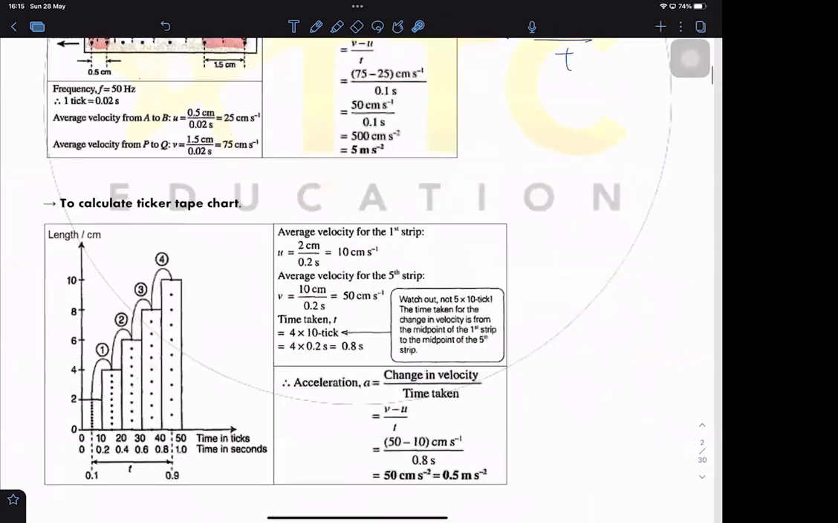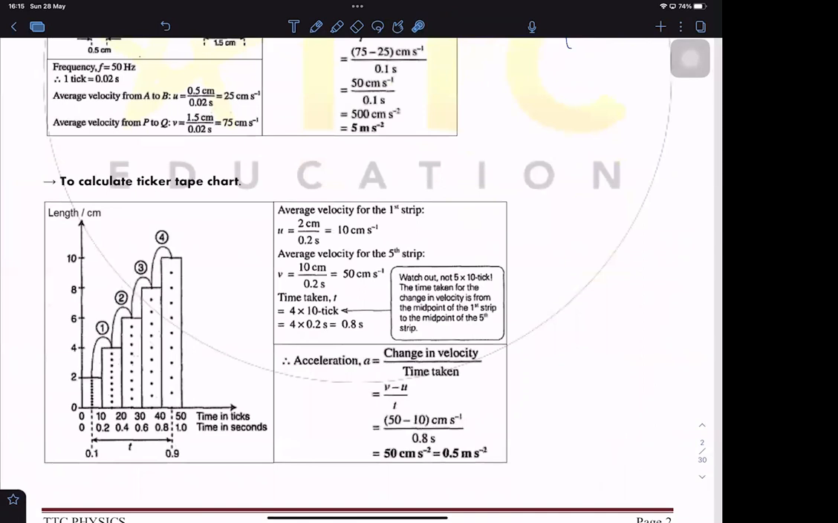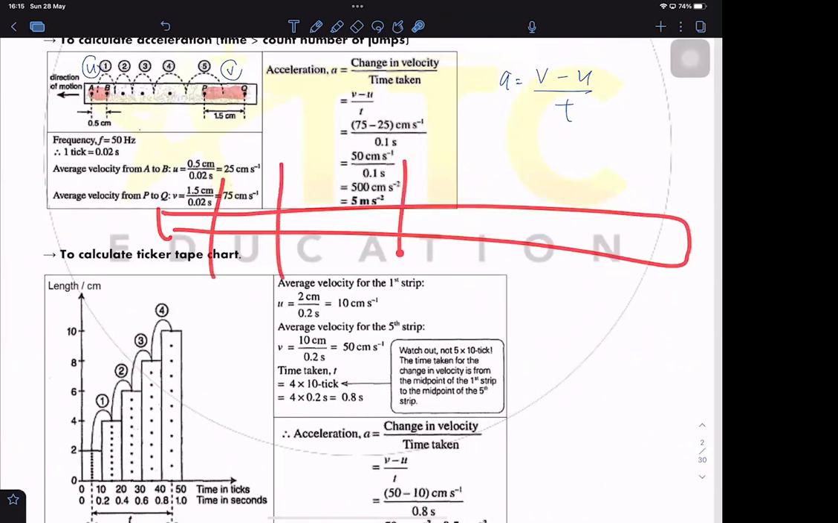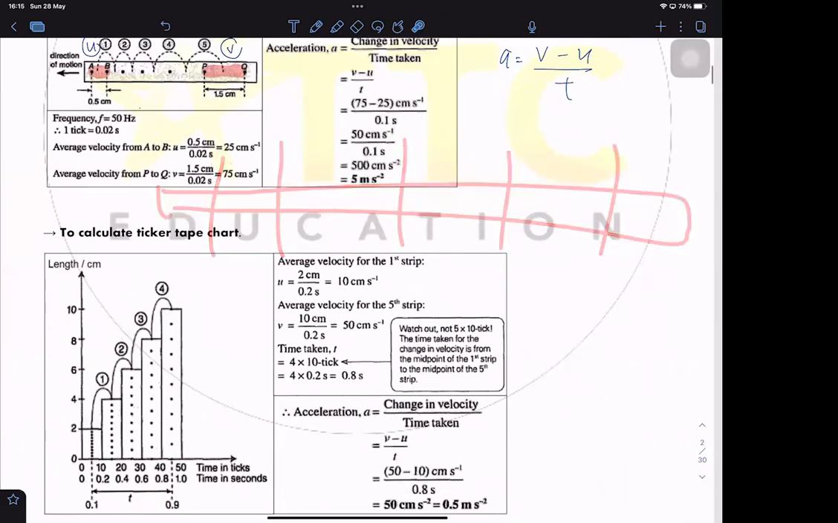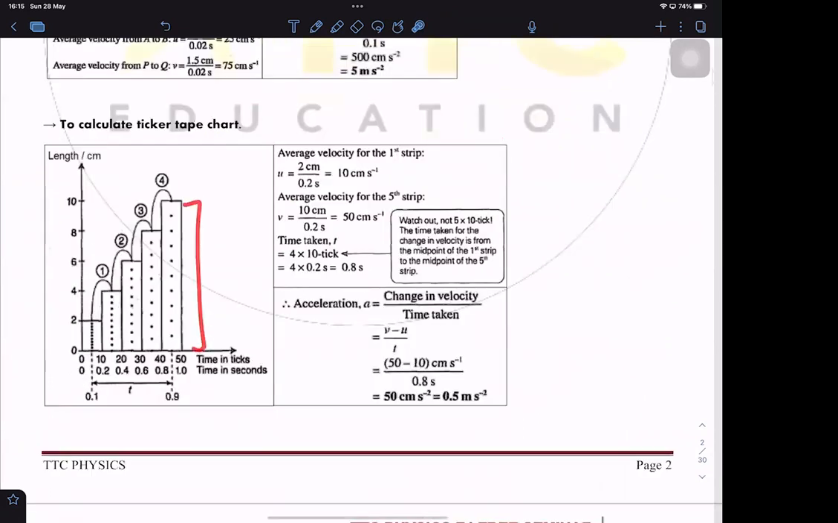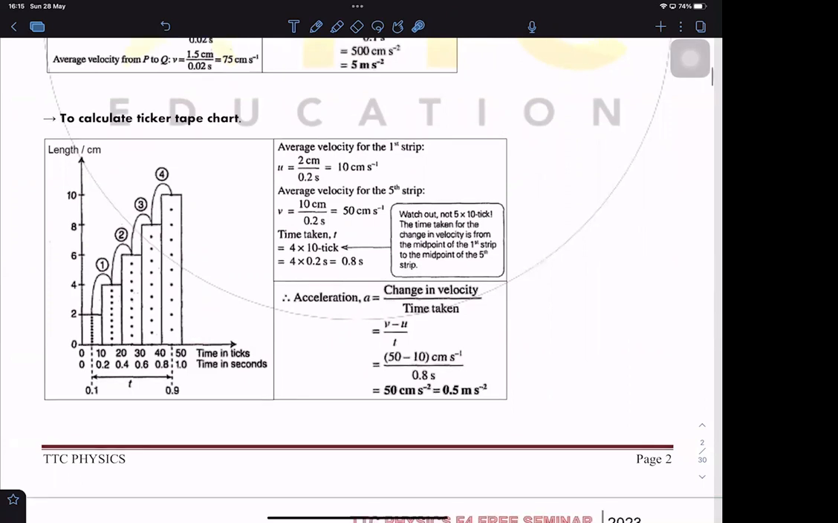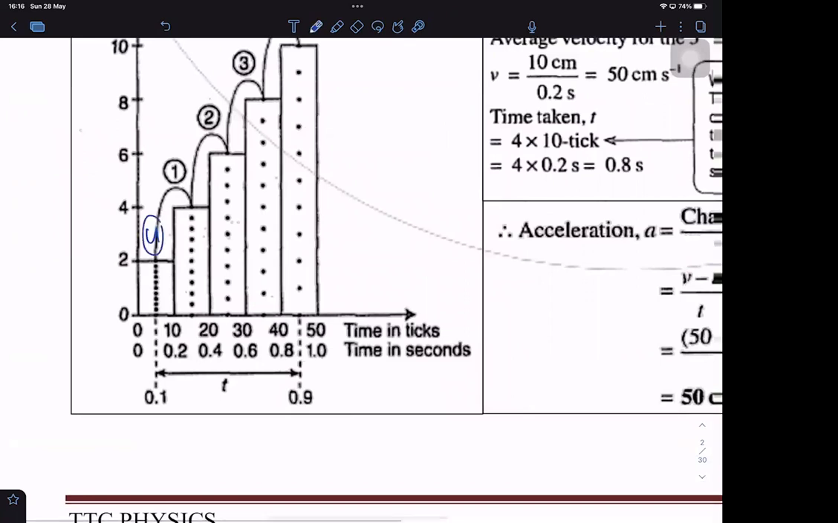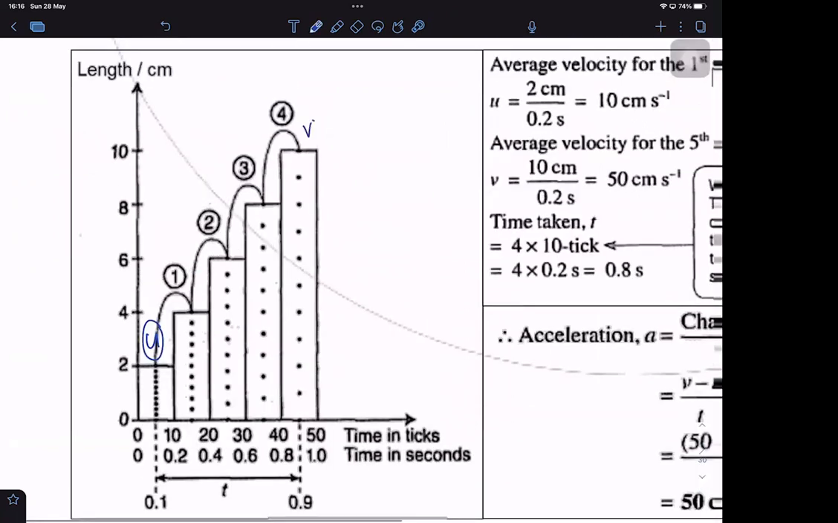Now, there could also be a ticker tape chart, which is something like this one. So ticker tape chart is just one ticker tape, then you chop, chop, chop, chop, chop. Every 10 times you chop, or every 5 jumps you chop. But make sure every line is the same number of jumps lah. So this one also you need to find acceleration. Again, V and U. The first strip is always to find initial. The last strip is always to find final, U and V.